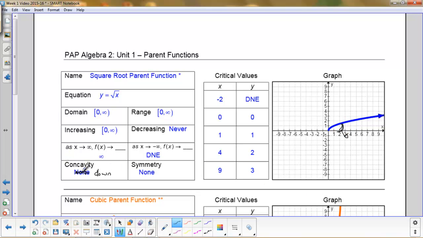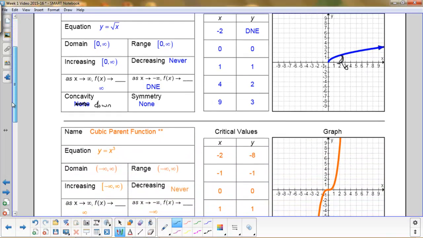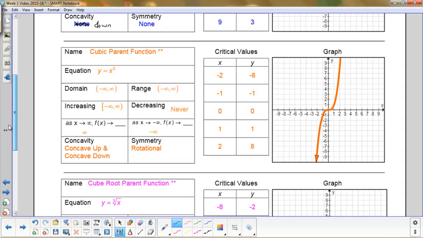concave down. All right, moving on to my cubic parent function. So the cubic parent function is y equals x to the third power. Domain and range are not restricted in any way, so our intervals are negative infinity to positive infinity. Notice if I put a ball down here, I will always have to push it up, up, up. There is no interval over which this is not increasing.